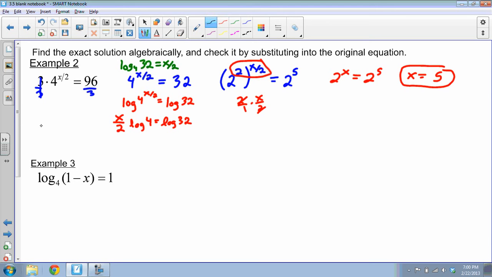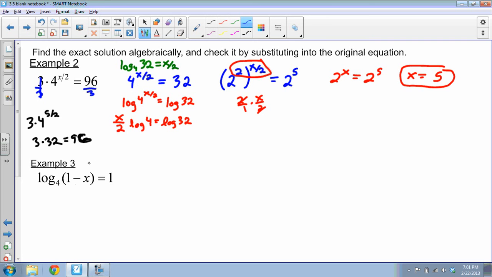If I want to plug this in to check, I'd do 3 times 4 to the 5 halves. Well, 4 to the 5 halves, you're taking the square root of 4. That's what the half power is. That's a 2. And then 2 to the 5th power is 32. So that's 3 times 32, which is in fact 96. Or if you were stumped by the whole 5 halves thing and wanted to type that in on the calculator, I suppose you could.